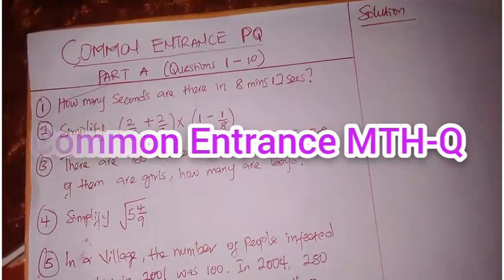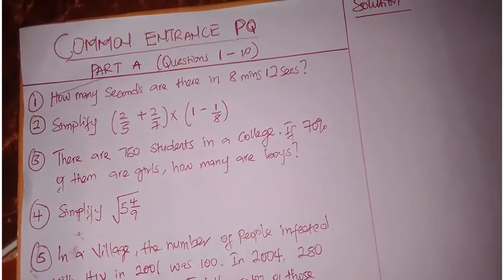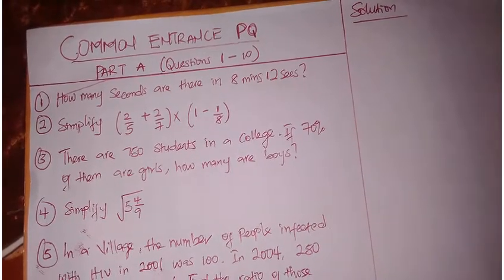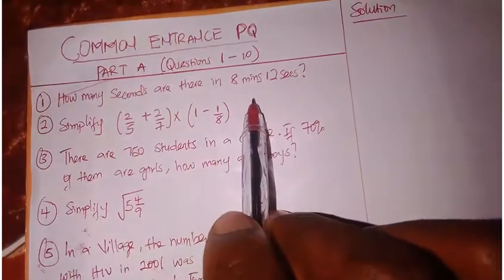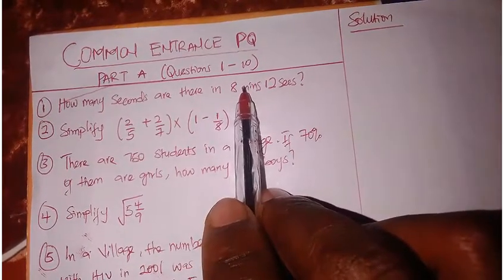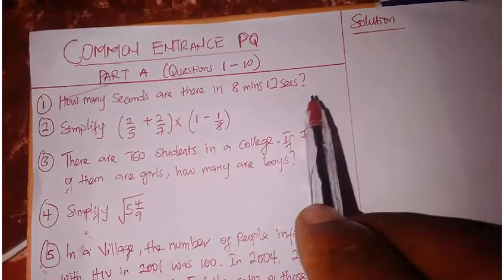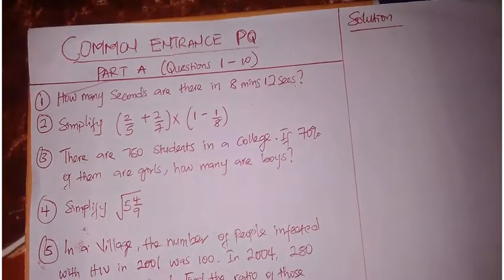Okay, so relatively these are math questions for common entrance. For number one, we have: how many seconds are there in 8 minutes 12 seconds? How do we do this? The first thing we have to do in this case is convert the minutes to seconds, after which you add it to the 12 seconds.